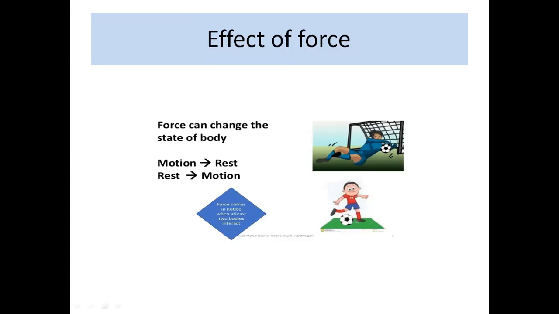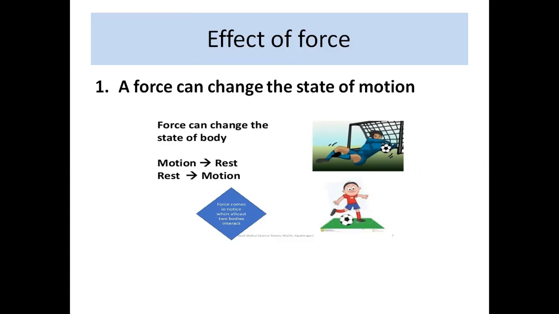Now, in the case of the goalkeeper, what is he doing? He is applying force in the opposite direction of motion. The boy has kicked the ball in this direction, and he's opposing it. He's holding it so that it doesn't hit the goal post. So now what will happen? This will decrease the speed of the object. So this is the effect of force. Force can change the state of motion.